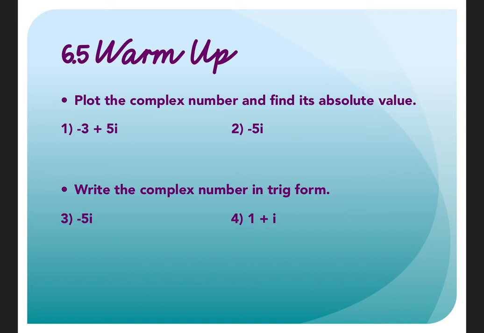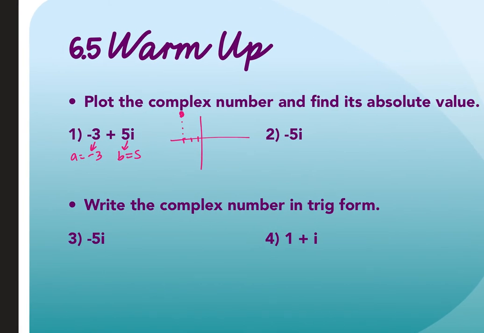So for plotting, I would just look at what's given to me, that -3, positive 5i. The -3 is your A, the 5 is the B. So you would literally just go left 3 and then up 1, 2, 3, 4, 5. And my point, it's a point, not a ray, would be in that top left quadrant, or the second quadrant.